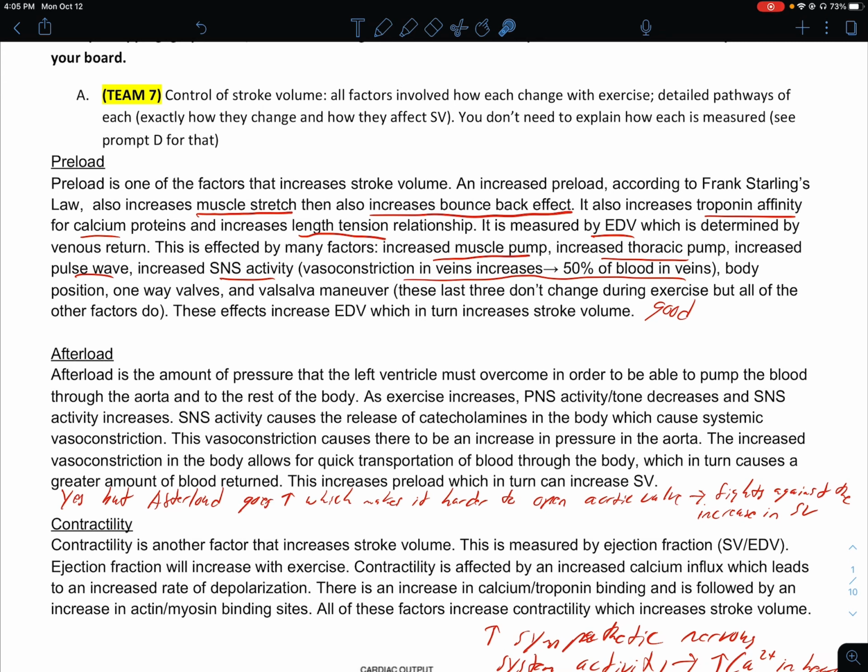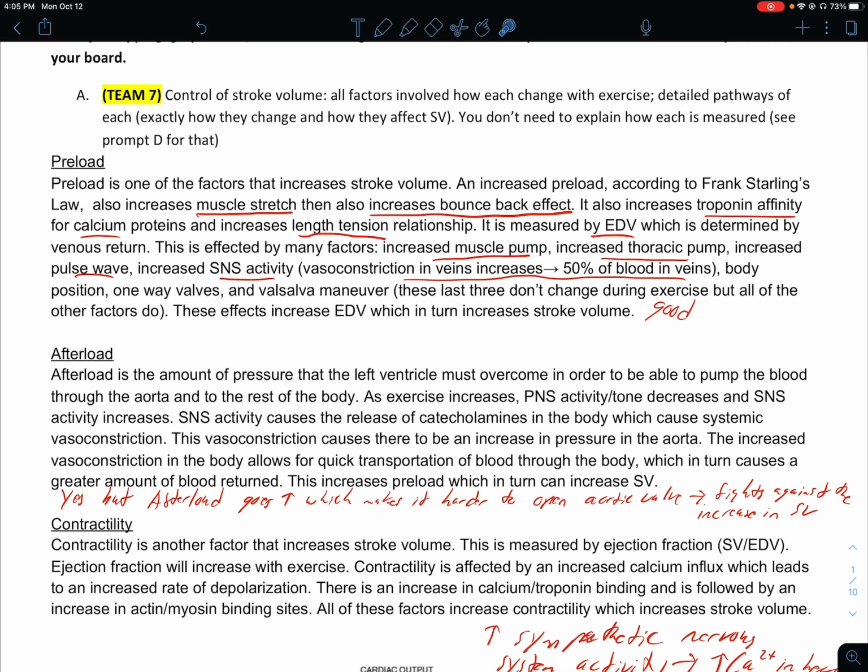That's number 1. Number 2, by stretching out the heart, the affinity for calcium on troponin increases. So more calcium binding to troponin means more actin-myosin interaction and stronger contraction. And then lastly, if we stretch it out a little bit, it puts us in a better position for the length-tension relationship.